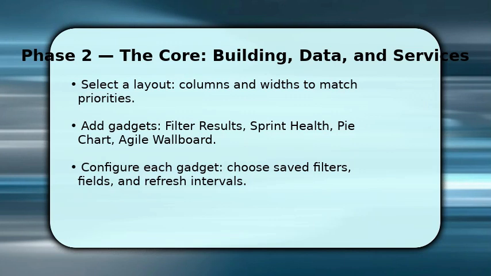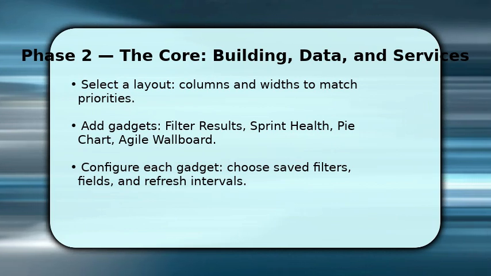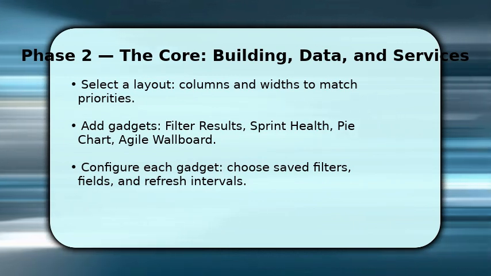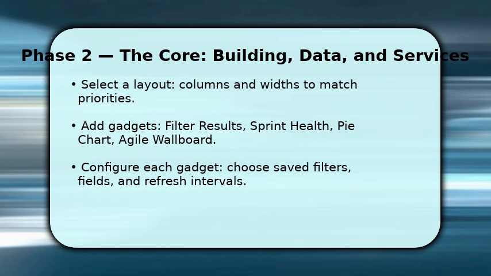Now pick a layout that matches your team's focus. 2 or 3 columns often work best when mixing summaries and charts. Next, add gadgets. Start with filter results for lists, pie chart for distribution, and sprint health or burn down for agile status. Configure each gadget by selecting the saved filter, fields to display, and refresh interval. This ensures data stays current.